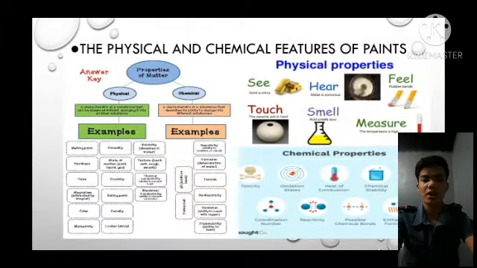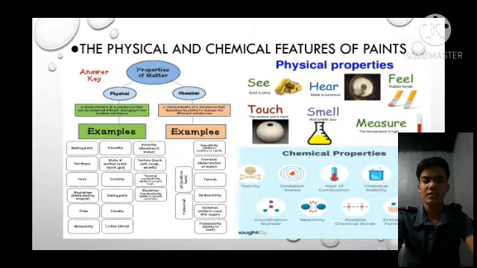Paints are characterized by several physical and chemical characteristics. Physical characteristics may include color, layer sequence, layer thickness, surface features, layer features, contaminants, and weathering. Chemical components may include pigments, polymers, and additives.